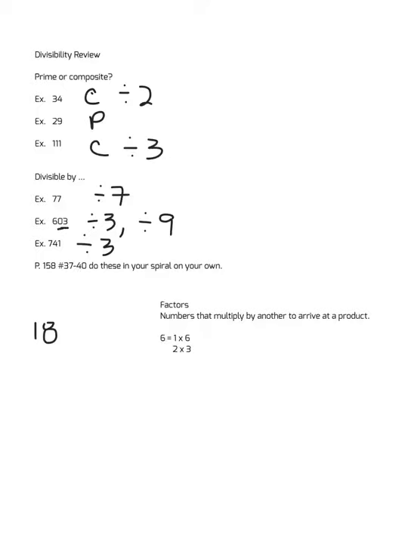And now we're going to take a look at factors. Factors are numbers that multiply by a number to arrive at a product. So for example, 6 is 1 times 6 and 2 times 3. So the factors of 6 are 1, 2, 3, and 6.